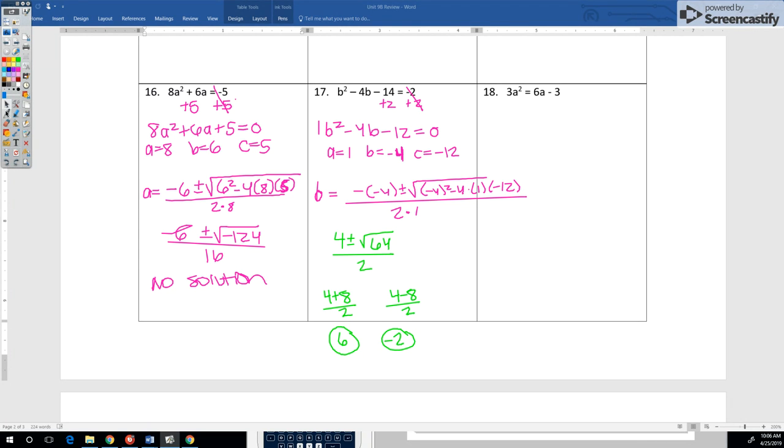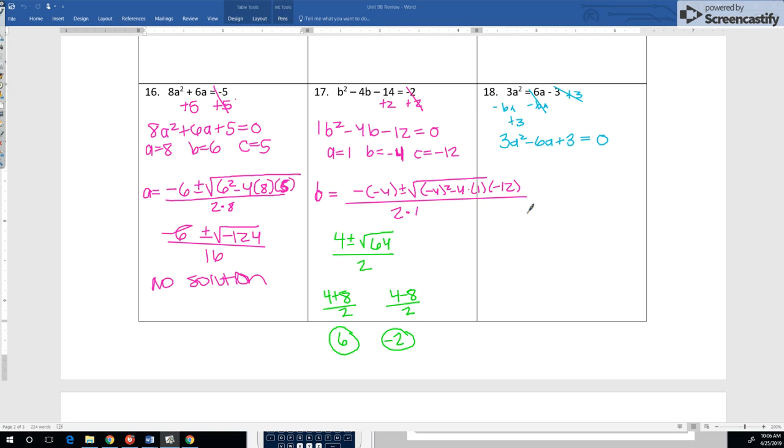Okay, last one. There's all kinds of stuff wrong with this that we need to fix before we can use quadratic formula. We've got to be equal to 0. So we're going to subtract 6a from both sides, and we're also going to add 3 to both sides to get this equal to 0. So we have 3a squared minus 6a plus 3 is equal to 0.